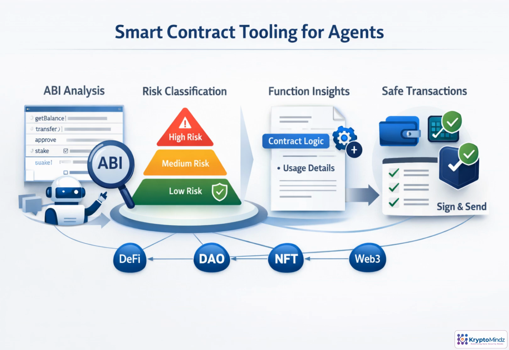Agents can't safely use smart contracts until contract interfaces become clear, structured tools. In this module, we'll turn ABIs into readable actions, classify risk, explain functions, and prepare transactions carefully before anything is signed or sent.